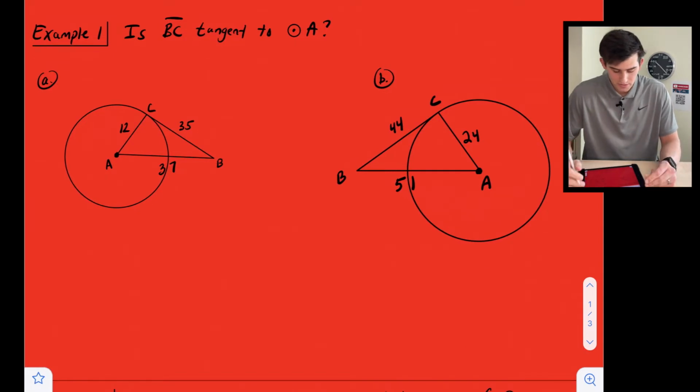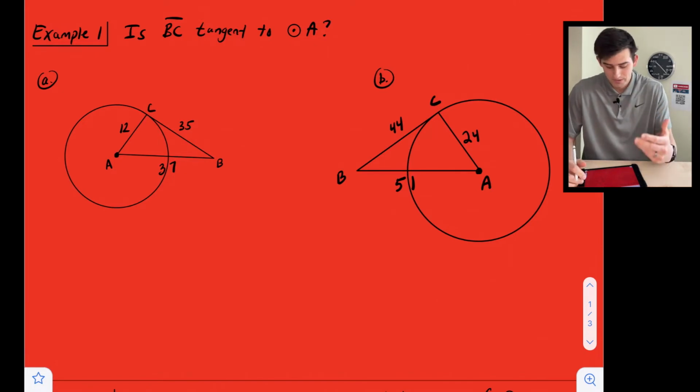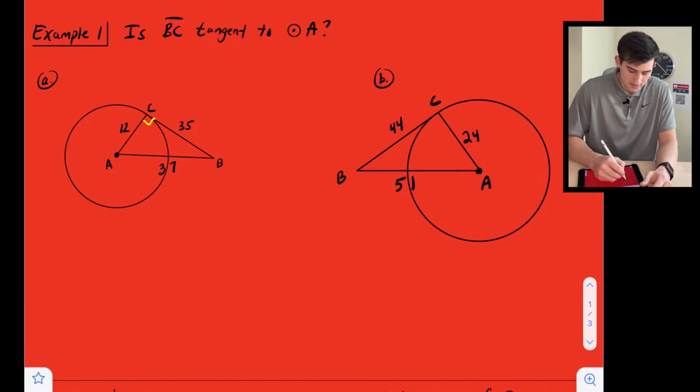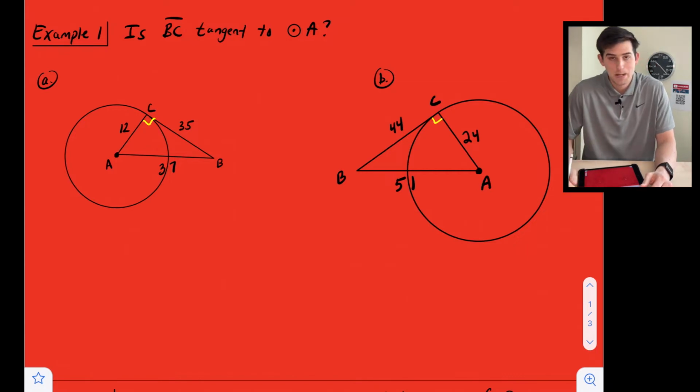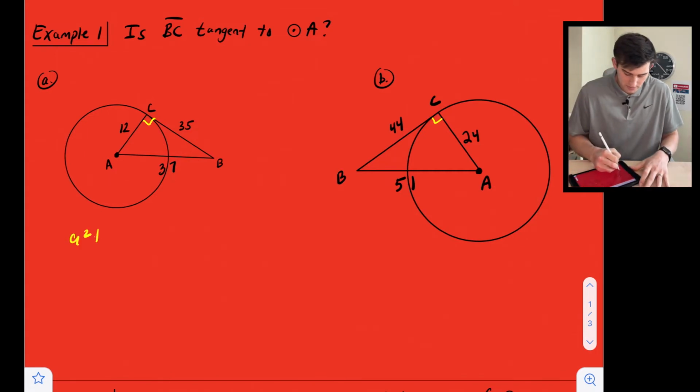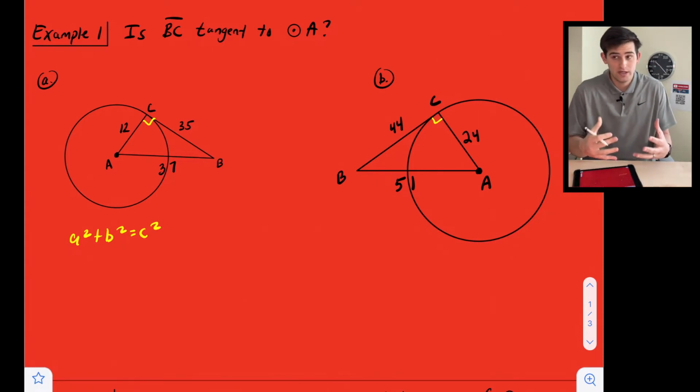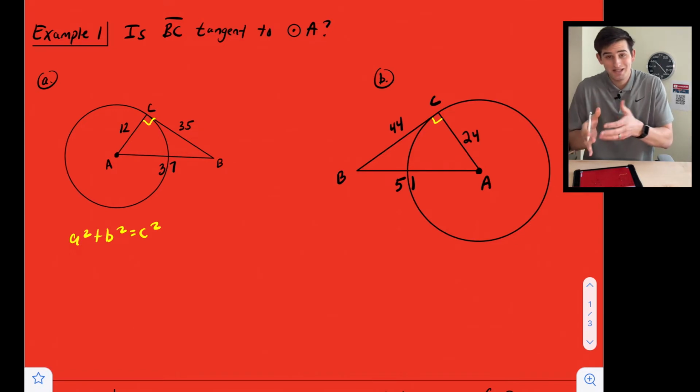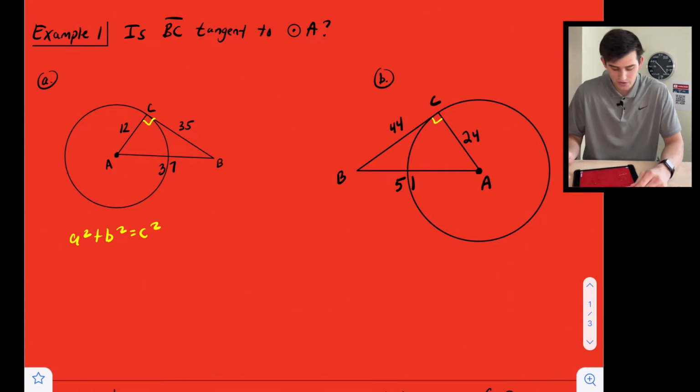So example number one asks us, is segment BC tangent to circle A? Here, remember, if this is tangent, then this needs to be a right angle. So all we need to do is check these three numbers by using the converse of the Pythagorean theorem. We're going to plug these numbers into a squared plus b squared equals c squared. And if we get a true equation, then we know yes, this is a right triangle, which means segment BC is in fact tangent to our circle.